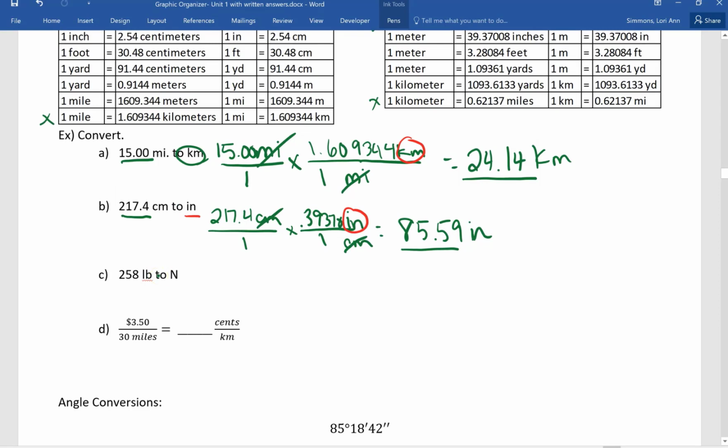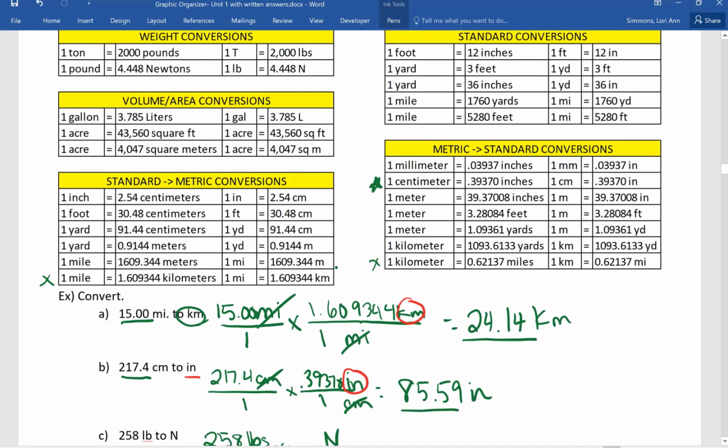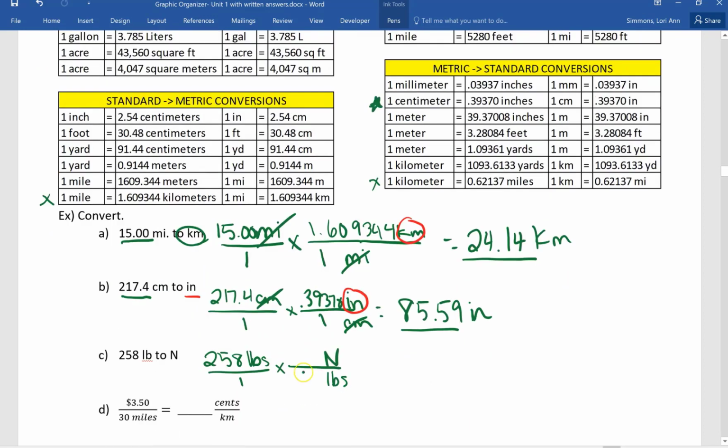Part C, 258 pounds, all over 1. We want to get rid of pounds and we want newtons. So hopefully we have a conversion for that. So we have up here 1 pound is 4.448 newtons. Pounds cancel. You would be left with newtons. Final answer needs to be 3 significant digits. So your final answer should be 1,150 newtons.